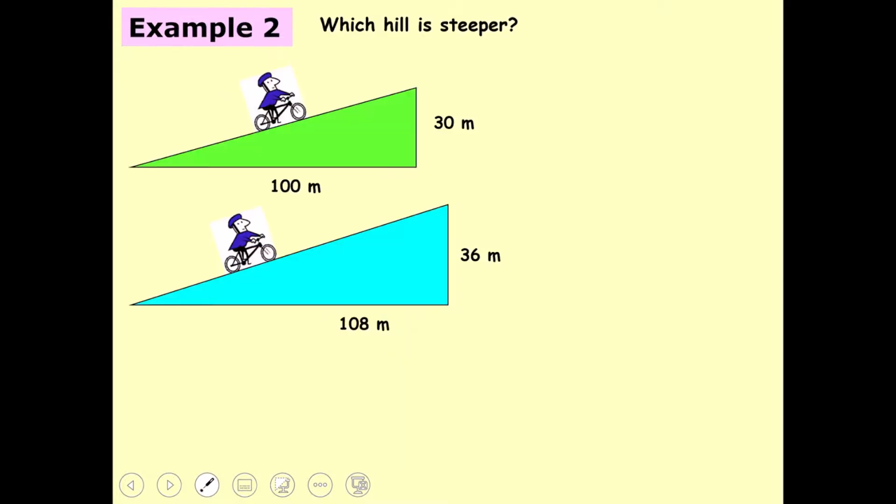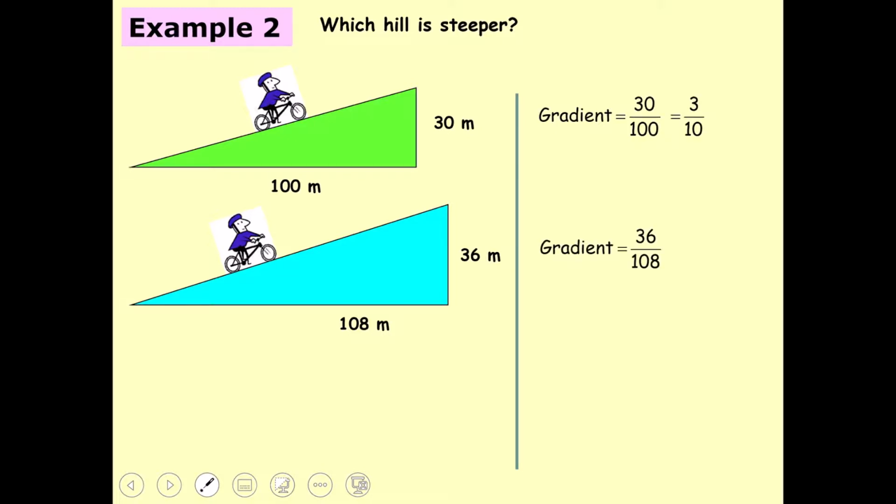We can also use calculating the gradient to compare slopes. So here we're going to decide which hill is steeper. So our first hill, the green one, we will calculate the gradient, 30 divided by 100, so 3 divided by 10, and then 36, so your up over along, divided by 108 to get a third.